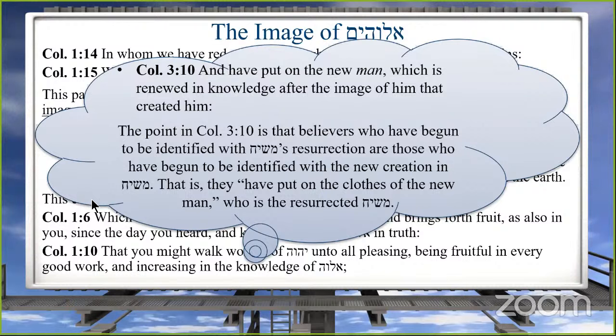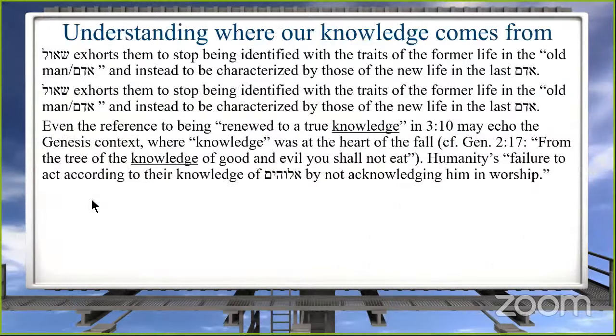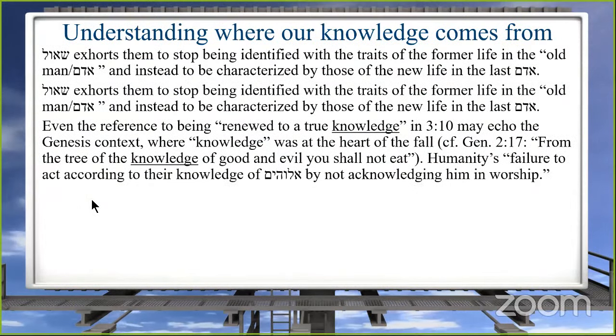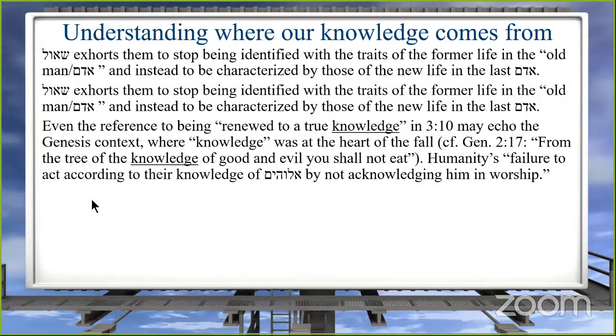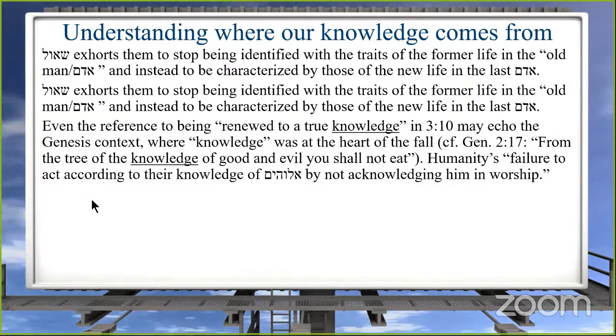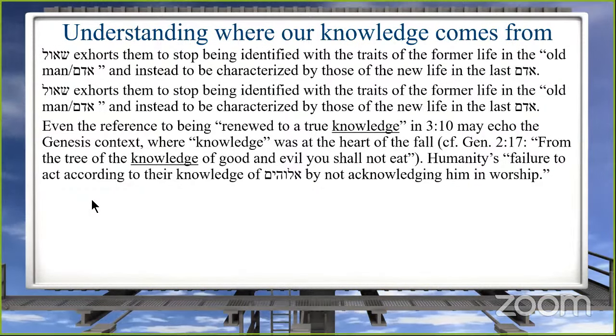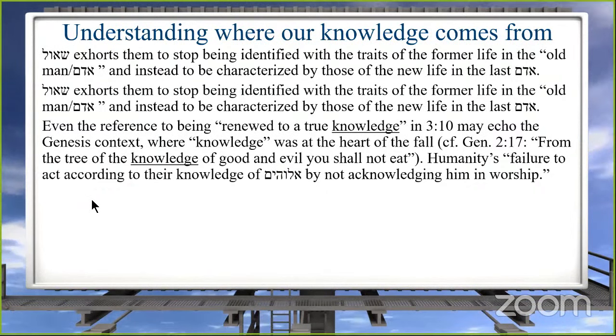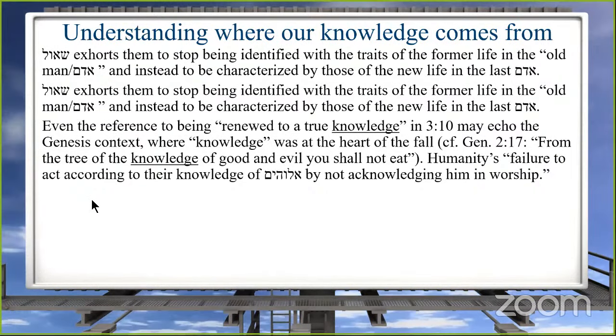So the point in Colossians 3:10 is that the believers who have begun to be identified with Mashiach's resurrection are those who have begun to be identified with the new creation in Mashiach. That is, they have put on the clothes of the new man, or the new Adam, or the last Adam, if you will, who is the resurrection of Mashiach. So Shaul exhorts them to stop being identified with the traits of the former life in the old man, and instead be characterized by those of the new life in the last Adam.